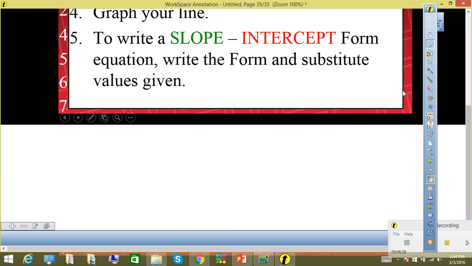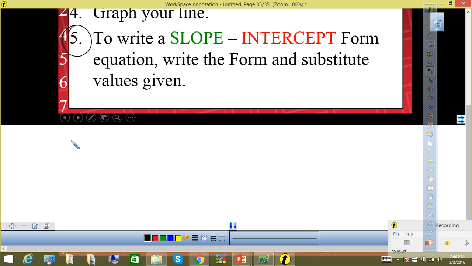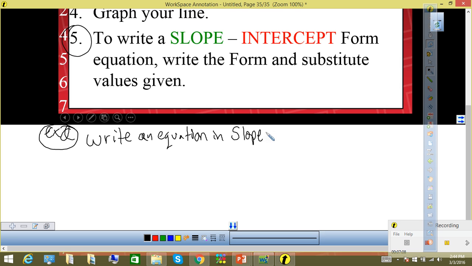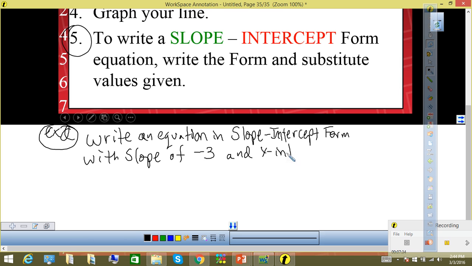Okay? So right underneath your steps, you have space, don't you? Yes, you do. So we're going to start with step number 5. And underneath that, I want you to write example Q. And write these instructions. Write an equation in slope-intercept form with slope of -3 and y-intercept of 5.